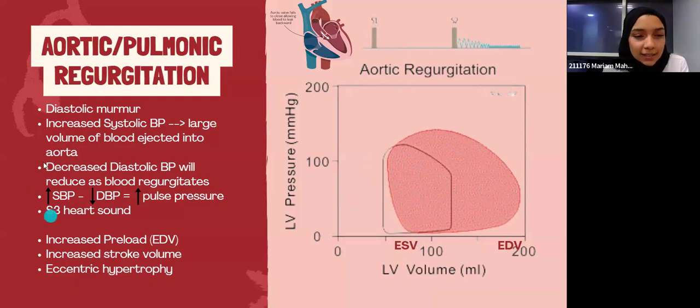So the increase in the systolic blood pressure and the decrease in the diastolic blood pressure will cause an increased pulse pressure. Okay, and because we said that it's a volume overload, it will cause an S3 heart sound.